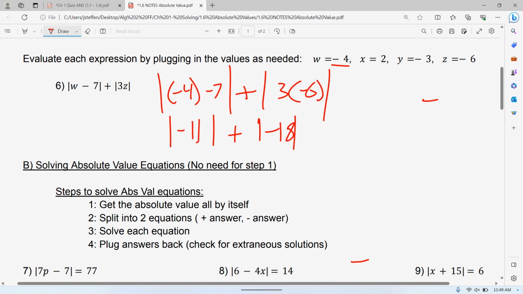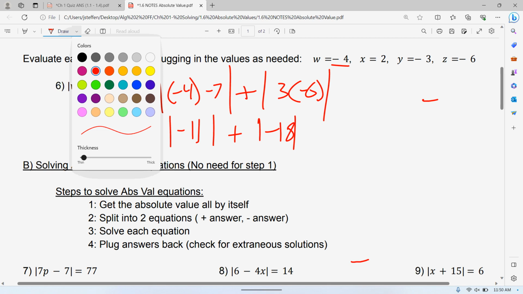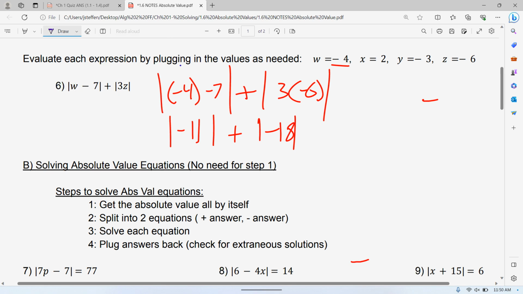Now that everything inside the absolute value is simplified, now we can actually do that absolute value. The absolute value of -11 is +11. The absolute value of -18 is +18. Then we add those together.